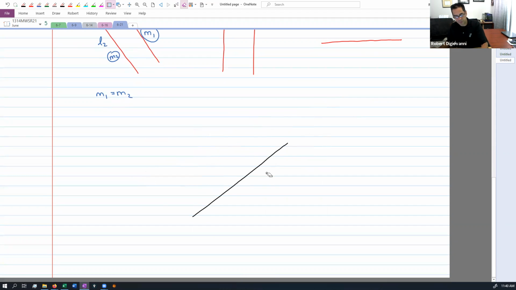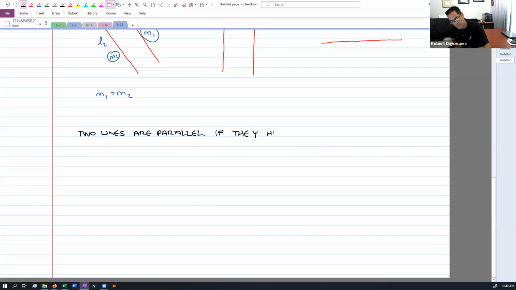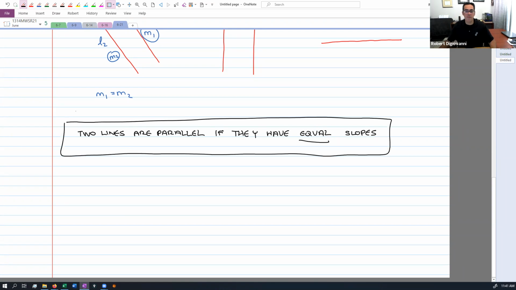Let me get rid of this. Two lines are parallel if they have equal slopes. Equal slopes. And that's it. That's what it takes for two lines to be parallel. They have to have the same slope.